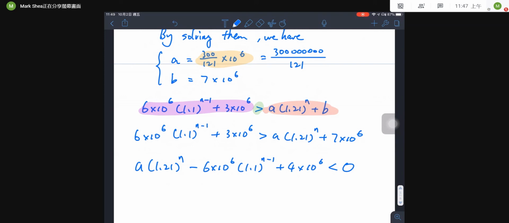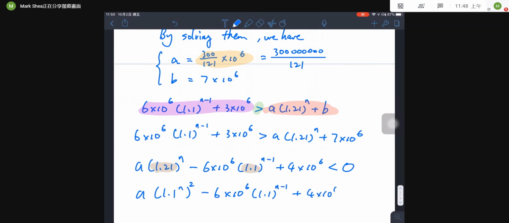You can observe we have 1.21 to the power n, and we have 1.1 to the power n minus 1. So you should think about what is the relationship between 1.21 and 1.1. I think you know that 1.21 is the square of 1.1. So we can have 1.1 to the power n, and then squared, minus 1.1 to the power n minus 1.